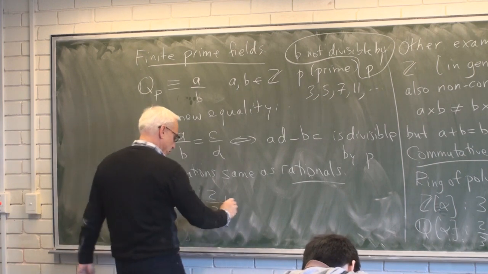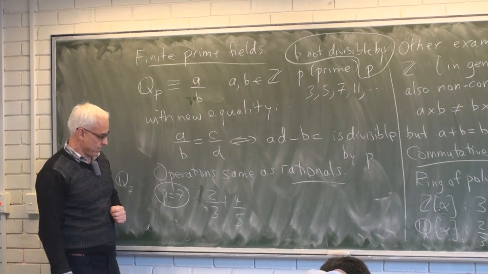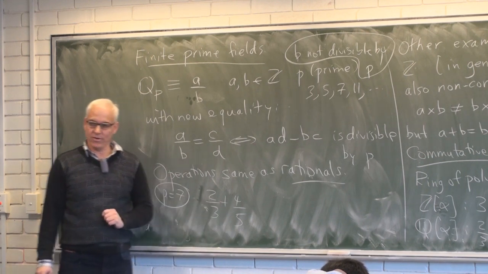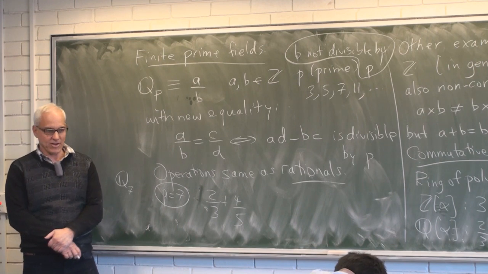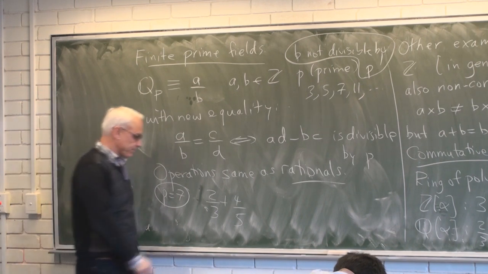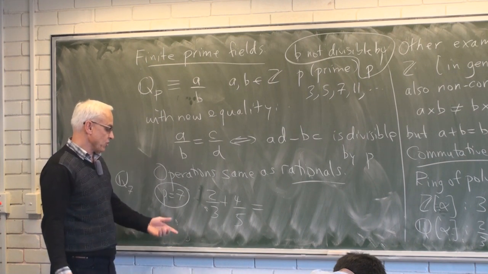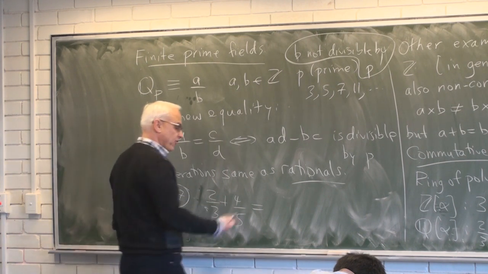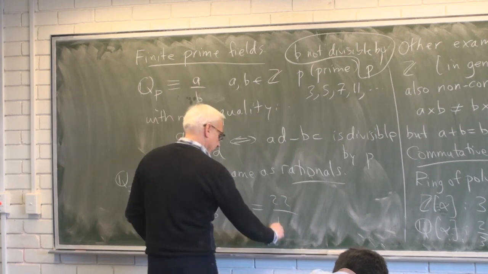All right, so let's add 2/3 plus 4/5. Are these valid numbers? Yes, they are, because the denominators are not divisible by 7. How do we add them? Well, we add them by just the usual thing. It's 10 plus 12. 10 plus 12 is 22 over 15.